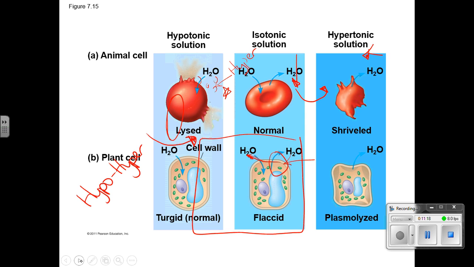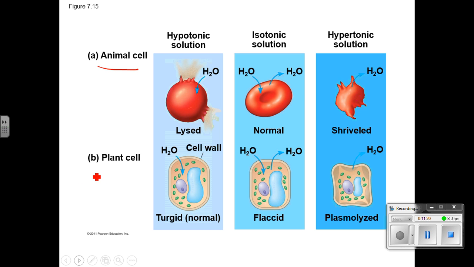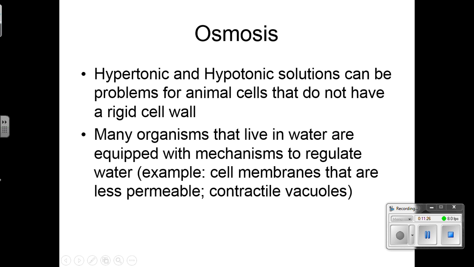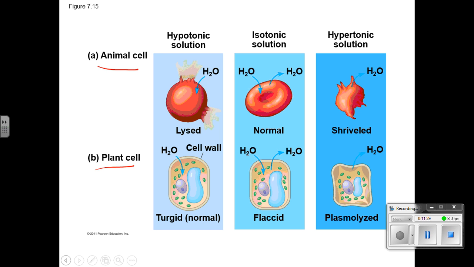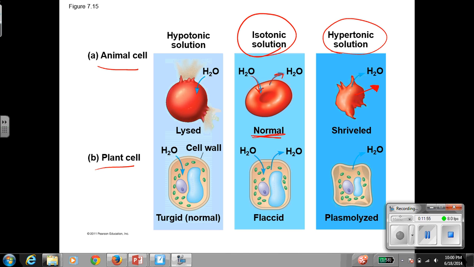So this is showing an animal cell and a plant cell in the same types of solutions. This is interesting because animal cells and plant cells behave differently in different solutions. In an isotonic solution, if you put an animal cell in that, water is going to move evenly in and out. That's normal for an animal cell. If you place an animal cell in a hypertonic solution, maybe something that's really salty, remember, salt sucks. It's going to suck water out of this cell, and that's going to cause the cell to shrivel up.